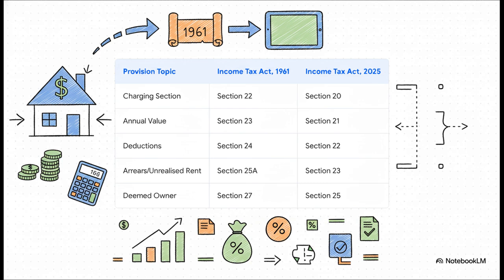Now, for all of us who have lived and breathed the 1961 Act, this slide is your new best friend. It's a simple map from the old section numbers to the new ones. As you can see, the concepts are familiar, but the numbers have all shifted. The old section 22 is now 20, 23 is now 21, and so on. It's a simple change, but you've got to get it right.